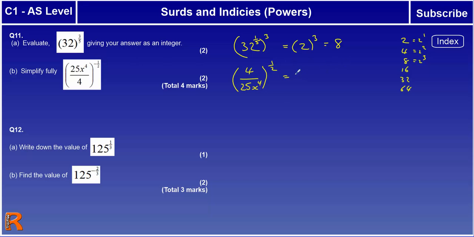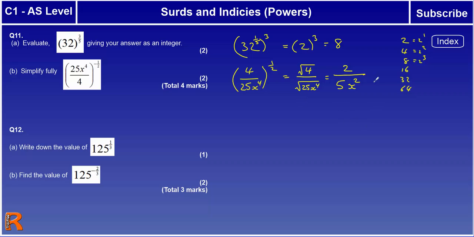So power of a half means the square root, so we've got the square root of the top and the square root of the bottom. The square root of 4 is just 2. The square root of 25, we can break this down to the square root of 25 and the square root of x to the 4. Square root of 25 is just 5. And the square root of x to the 4, well, what number times by itself is x to the 4? Well, that's x squared. So we end up with 2 over 5x squared.